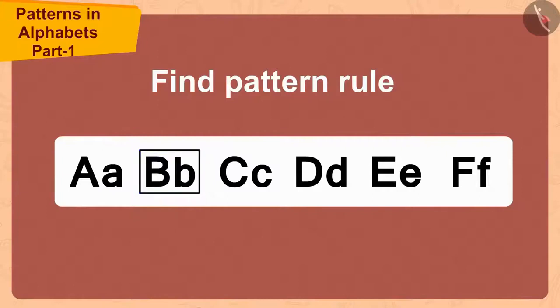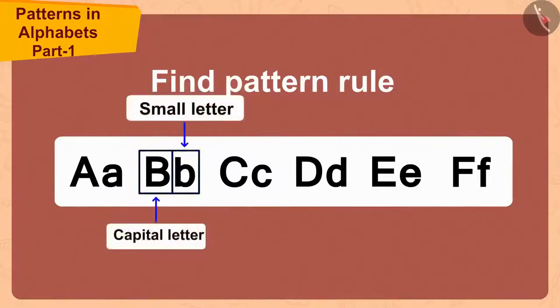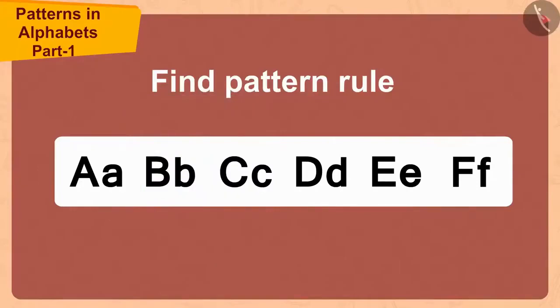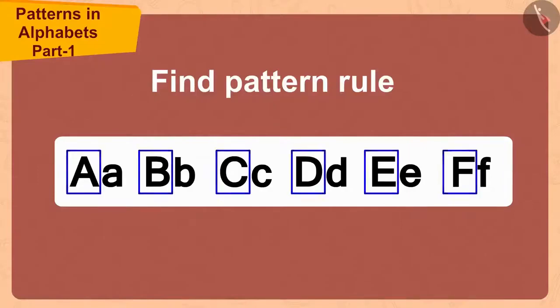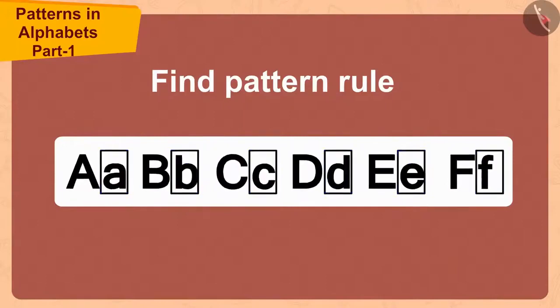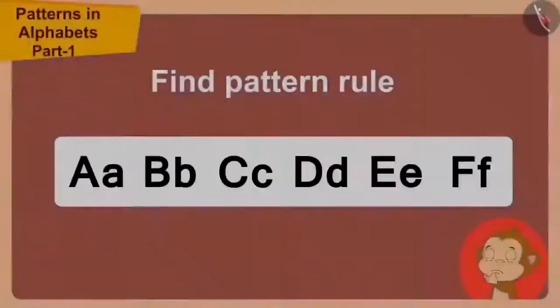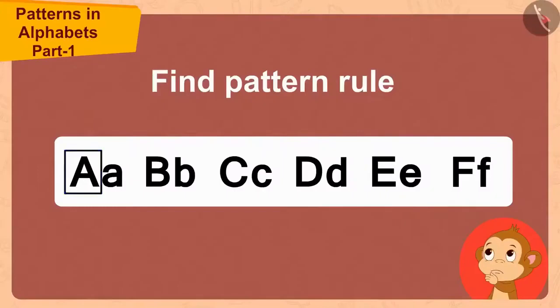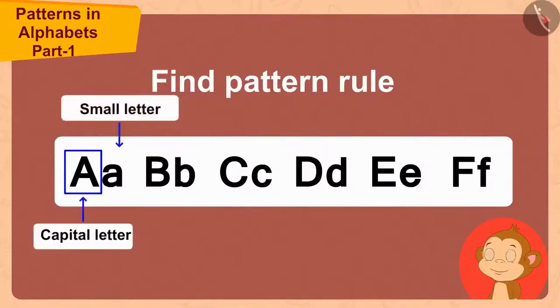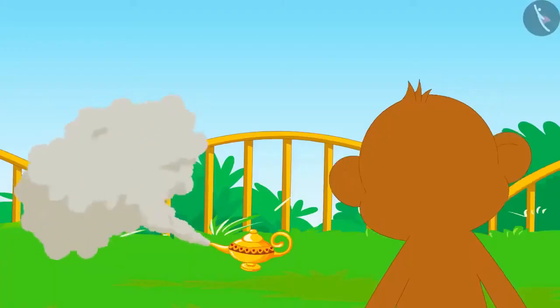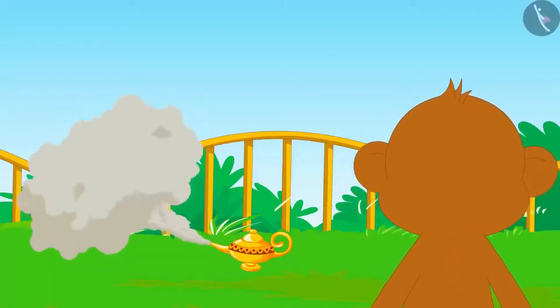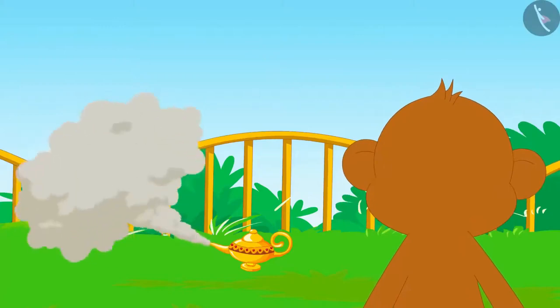The same rule is then repeated for the next letter B. In this way, this pattern has been made by writing capital letters of every letter and then small letters. Babban also discovered the rule of pattern made from alphabet pattern like you. Your answer is absolutely correct.